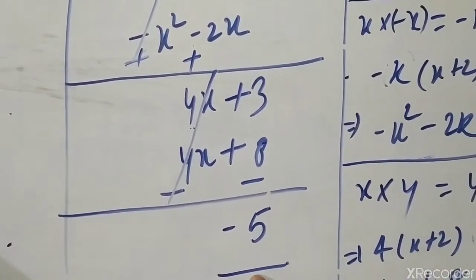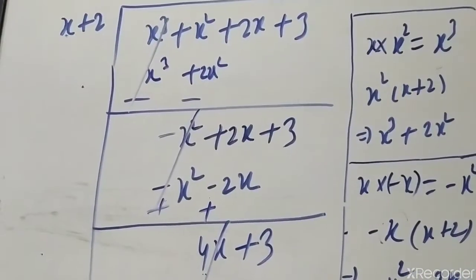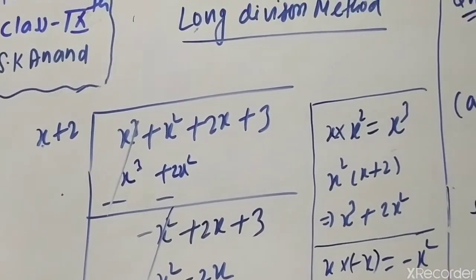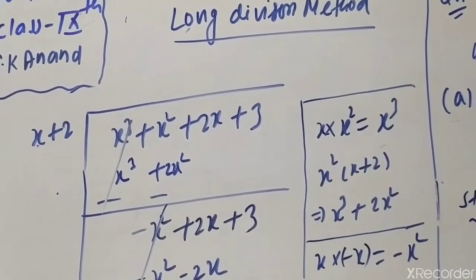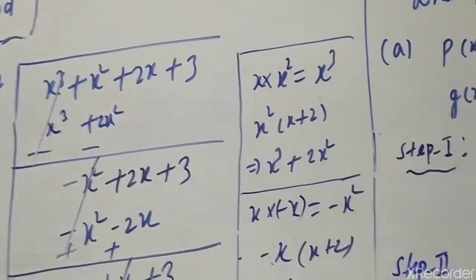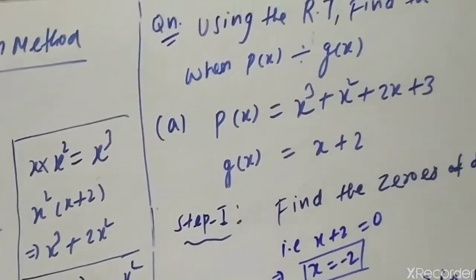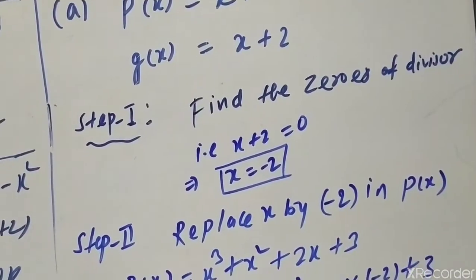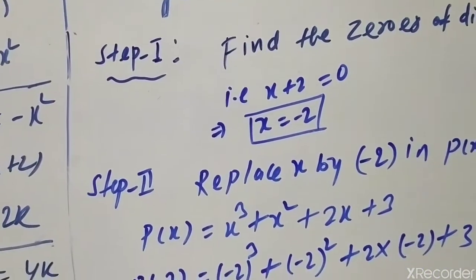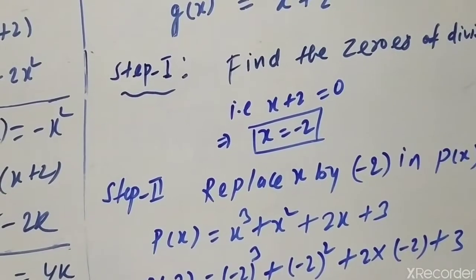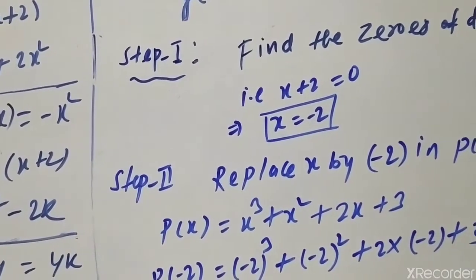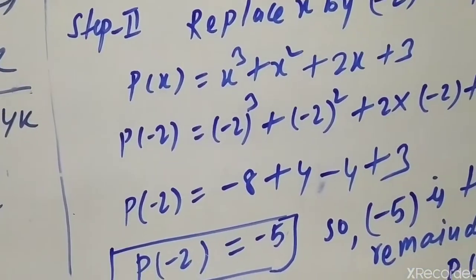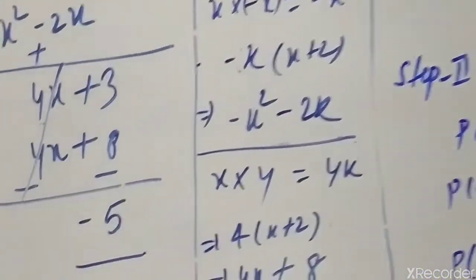Minus 5 is the remainder of the polynomial. See here, this is the long division method. Now we are finding the remainder without actual division, in the case of the remainder theorem, which we already discussed. What is step 1? Find the zero of the divisor. It is valid only if the divisor is a linear polynomial, please keep it in mind. And the second step, so minus 5 is the remainder.